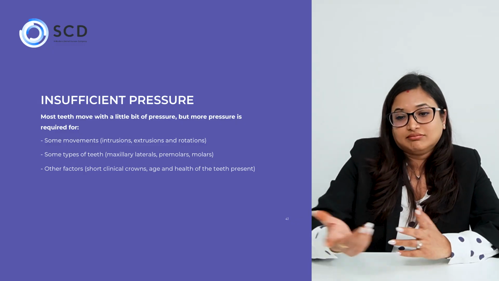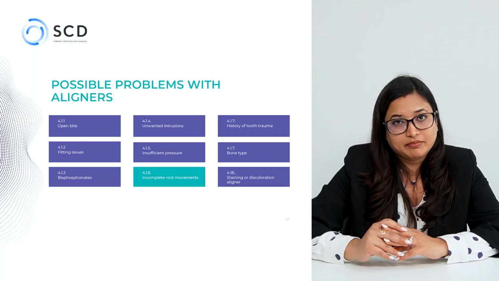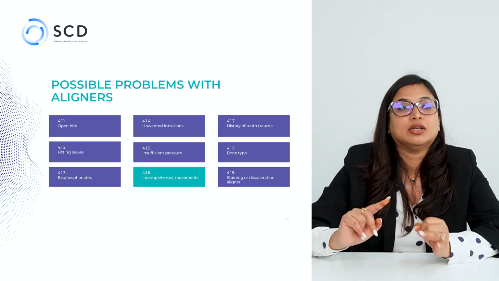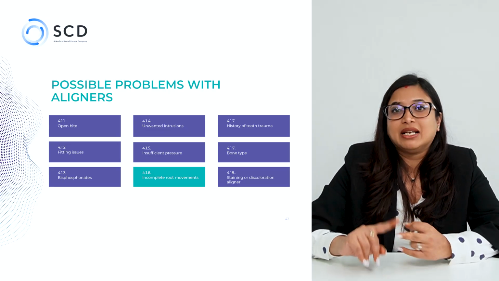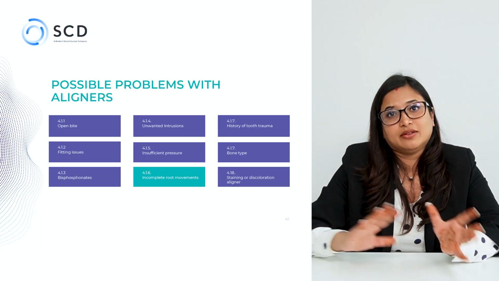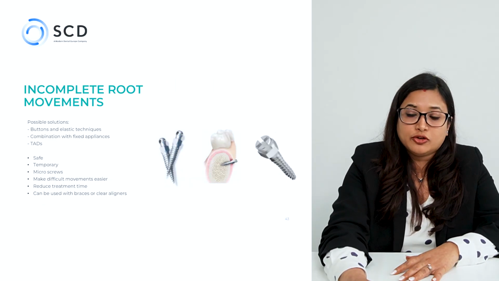So it's important to determine the correct amount of pressure required for that patient. That is why it is important to take the history properly, the health conditions, and any medications they are on, so that when designing the treatment plan, they're all taken into consideration. The next one is incomplete root movements.